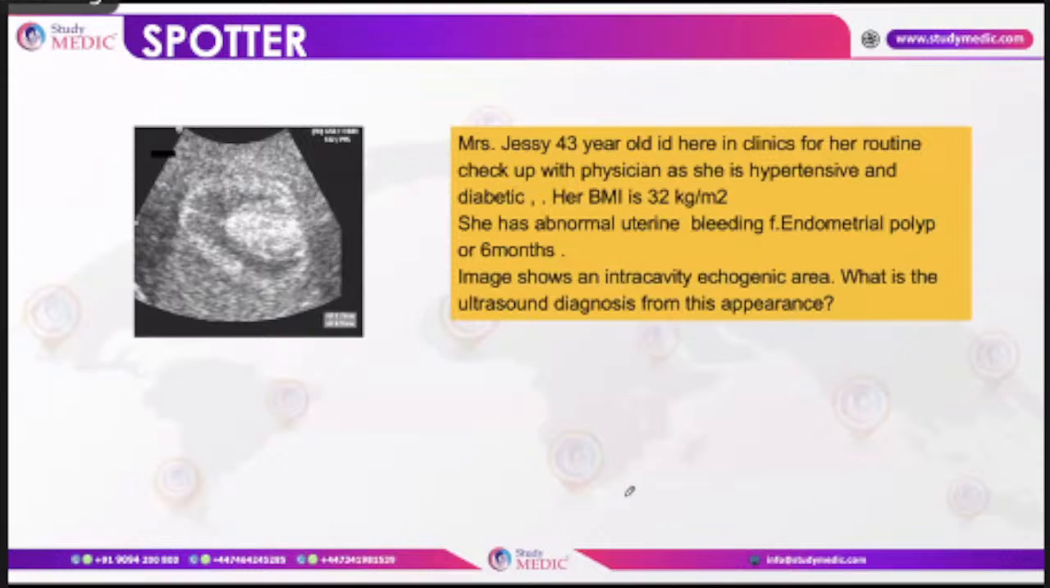The next one. Mrs. Jessie, 43-year-old, is here in clinic for her routine checkup with physician as she is hypertensive and diabetic. Her BMI is 32. She has abnormal uterine bleeding, and was previously treated for endometrial polyp. The image shows an intracavitary echogenic area. What is the ultrasound diagnosis?